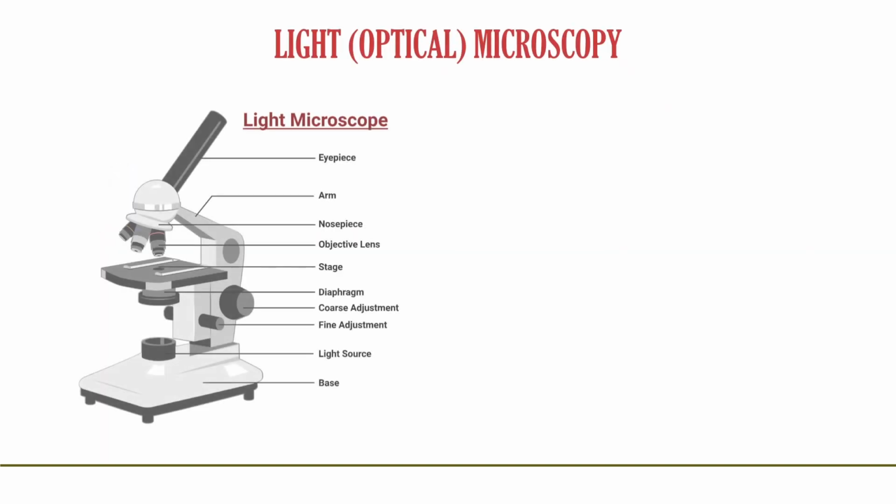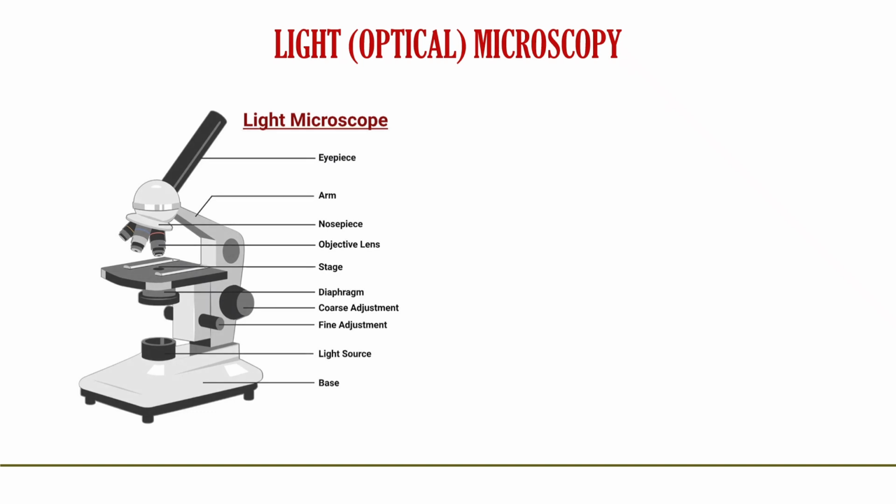Light optical microscope. A light microscope is a commonly used optical instrument that uses visible light and a system of lenses to magnify small objects that cannot be seen clearly with the naked eye. It consists of an illumination source, a condenser to focus light on the specimen, objective lenses for magnification, and an eyepiece for viewing the enlarged image.